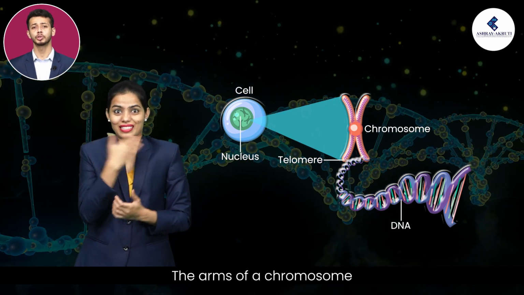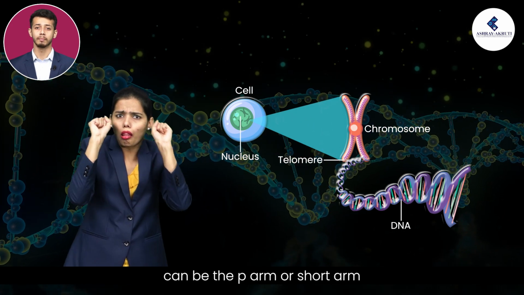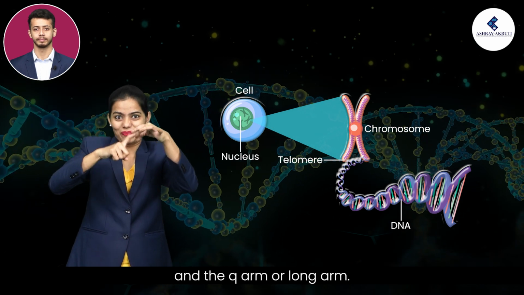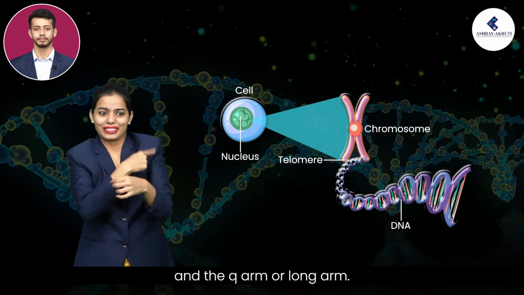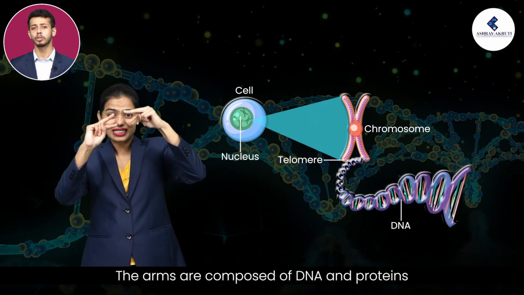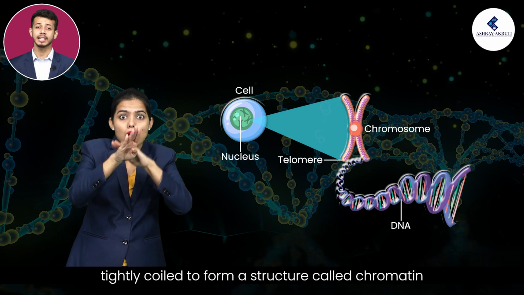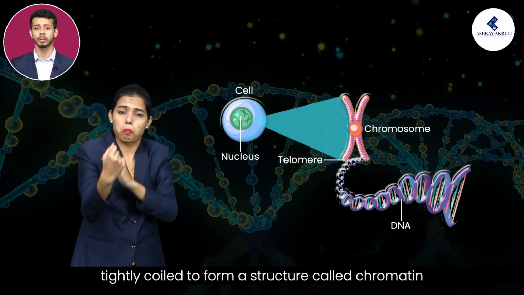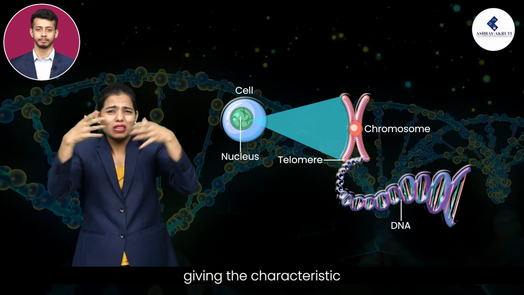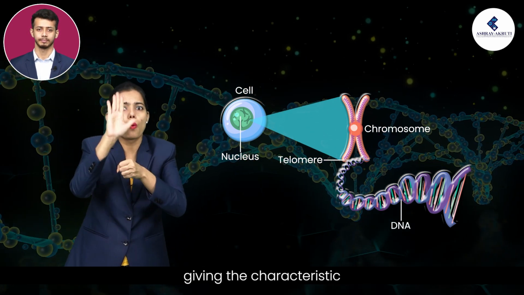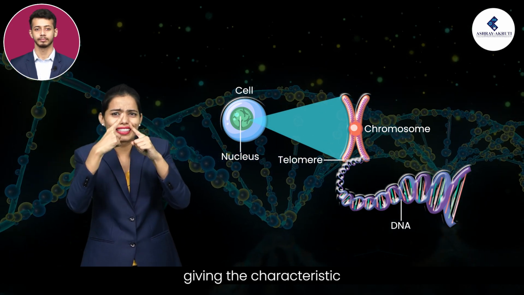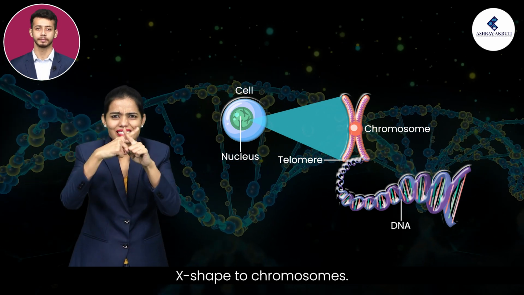The arms of a chromosome can be the P arm, or short arm, and the Q arm, or long arm. The arms are composed of DNA and proteins tightly coiled to form a structure called chromatin, giving the characteristic X shape to chromosomes.